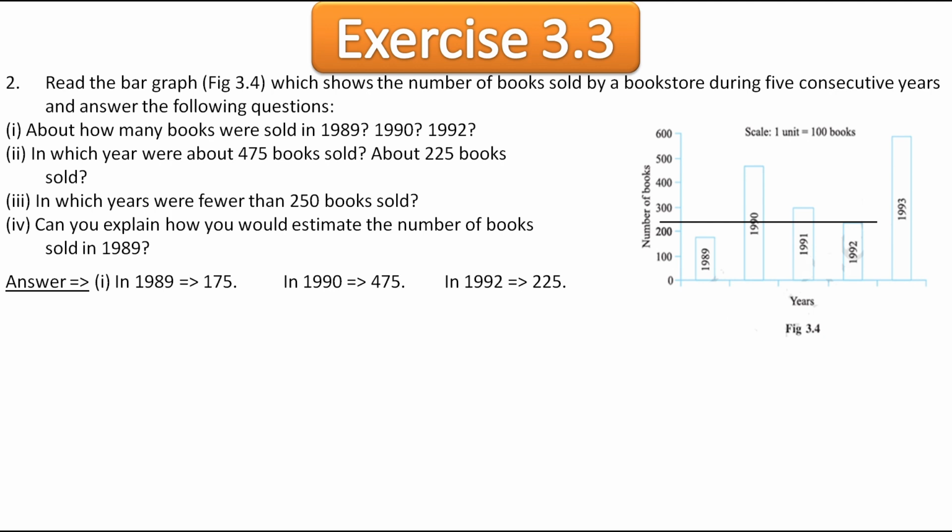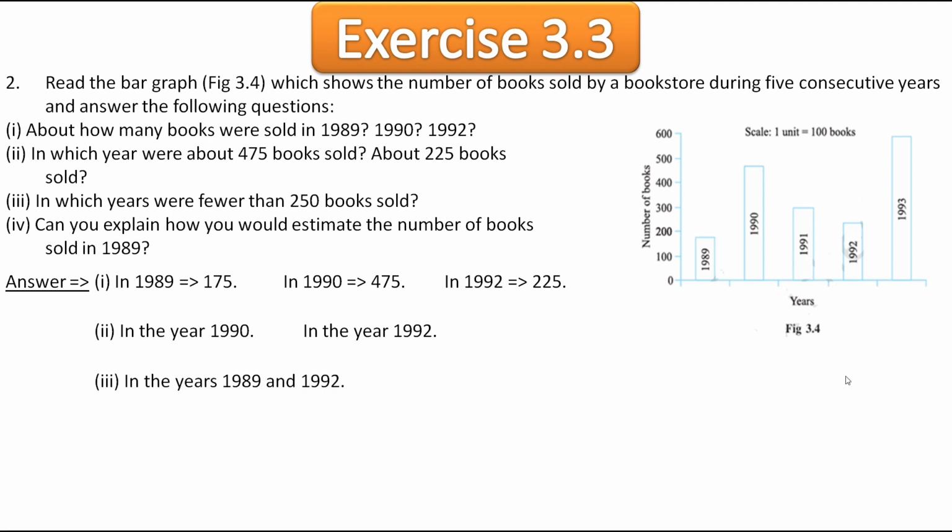Now the second question: in which year were about 475 books sold? Just now I told you it is the year 1990. And about 225 books were sold in the year 1992. Now, in which years were fewer than 250 books sold? Here you can see the bars for 1989 and 1992. These two bars are below 250. That's why these 2 years have fewer than 250.